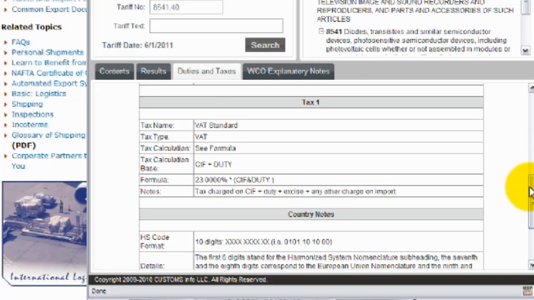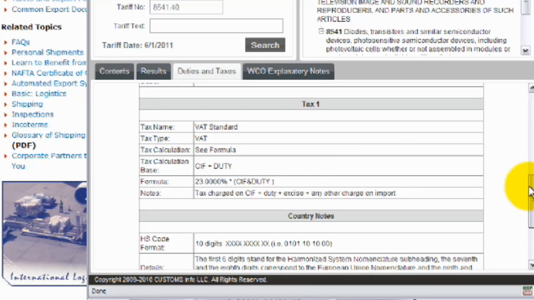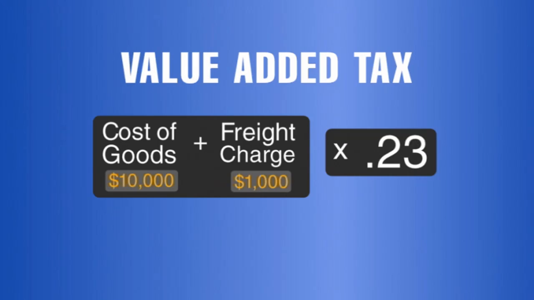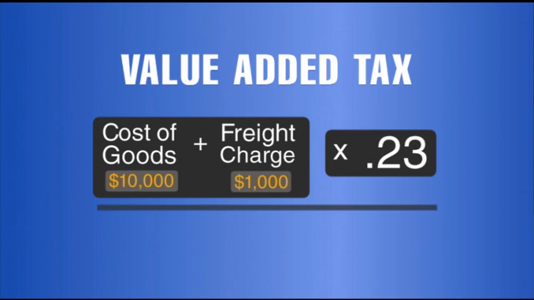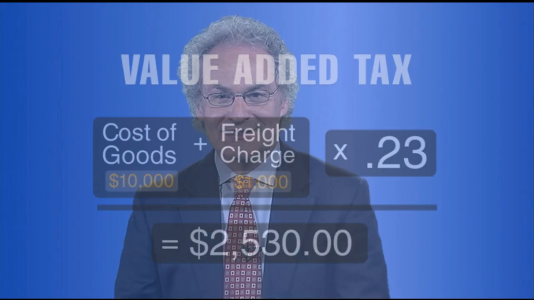Scroll down further, and we see that there's a value-added tax of 23%. This tax is charged on all imports, regardless of the HS number. It's also charged on the tariff, if there is any, and the freight. Let's say the value of the solar panels is $10,000 and the freight is $1,000. Add the cost of goods plus the freight charge and multiply by 0.23. Your customer will owe Finnish Customs $2,530.